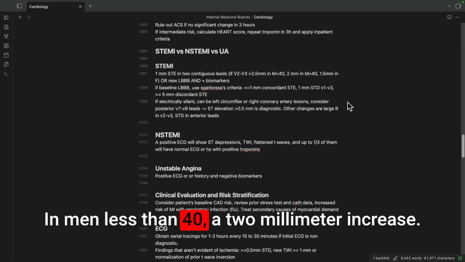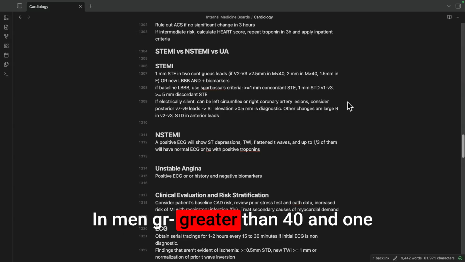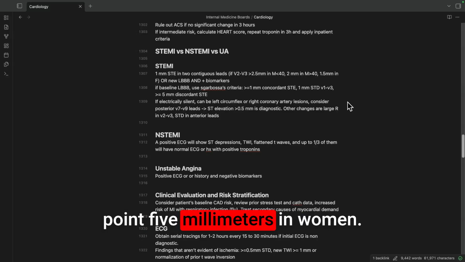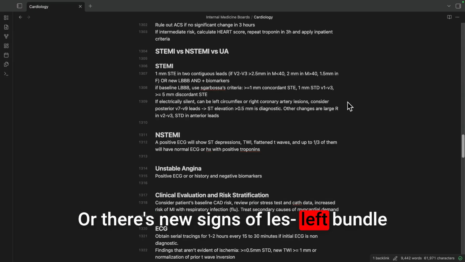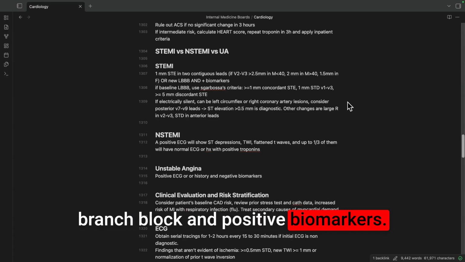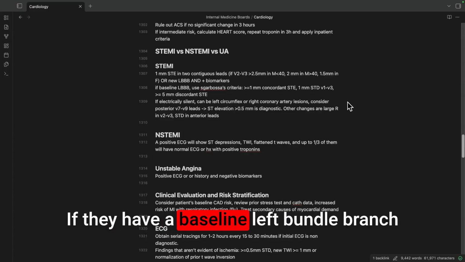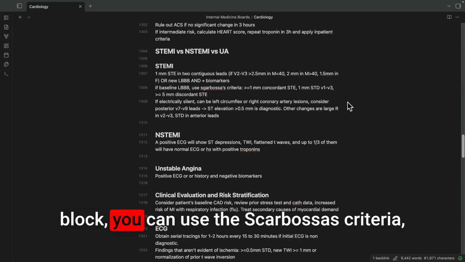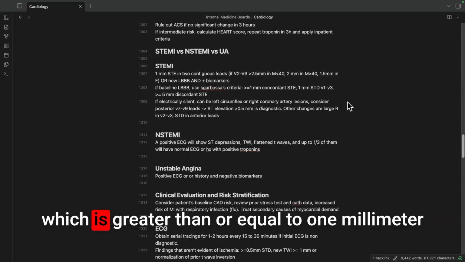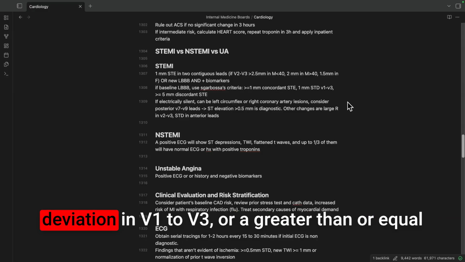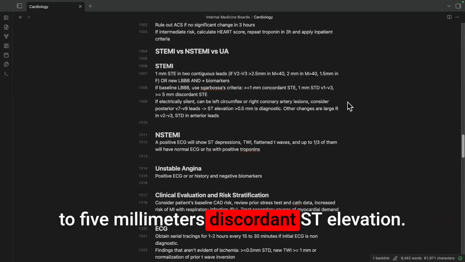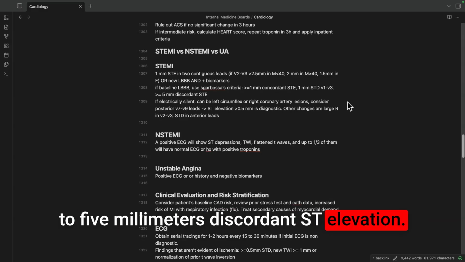In men less than 40, a 2 millimeter increase; in men greater than 40, and 1.5 millimeters in women. Or there's new signs of left bundle branch block and positive biomarkers. If they have a baseline left bundle branch block, you can use the Sgarbossa criteria, which is greater than or equal to 1 millimeter concordant ST elevation, 1 millimeter in V1 to V3, or a greater than or equal to 5 millimeters discordant ST elevation.